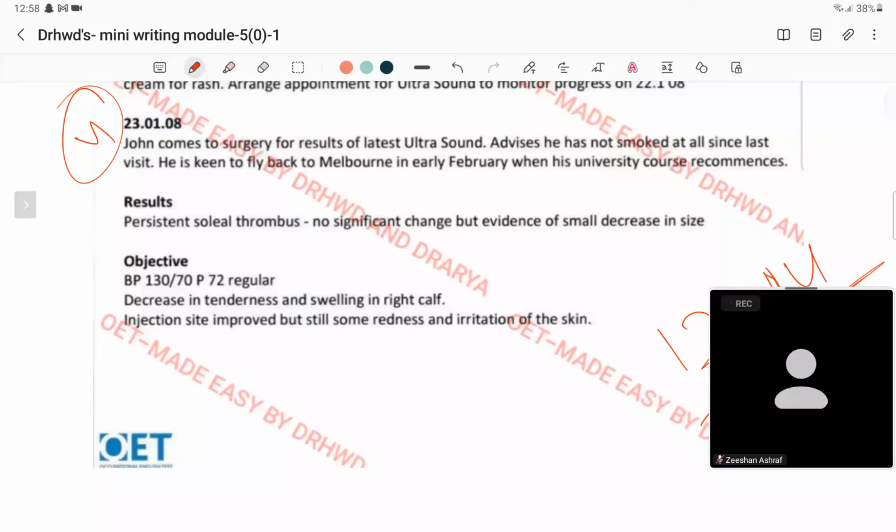John comes to surgery for results of a latest ultrasound, advises he has not smoked at all since last visit. None of you wrote that he was given smoking pamphlets. I mean, this GP has been seeing him for so long. He never gave him the pamphlets and he never listened to him. It's a big change. You need to write that he's reduced the smoking. Please note, he has reduced smoking to 2 cigarettes a day. It's a big development. Think about it.